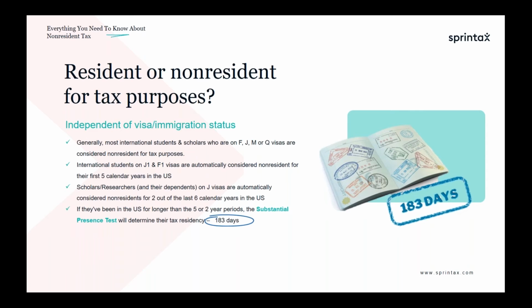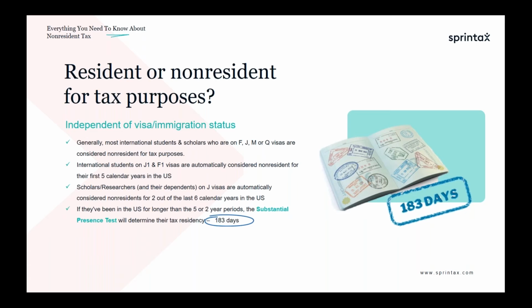So generally, most international students and scholars who are on F, J, M or Q visas are considered non-residents for tax purposes. If you're an international student on a J1 or an F1 visa, you'd automatically be considered a non-resident for your first 5 calendar years in the US. And you'll hear that I mentioned it's a calendar year that we're looking at here. So just to give you an example, if Anna entered into the US on December 31st, 2021, but her semester at her university didn't kick off until January of 2022, the IRS would count 2021 as Anna's first calendar year of presence in the US, as she was actually present on US soil during the 2021 tax year.